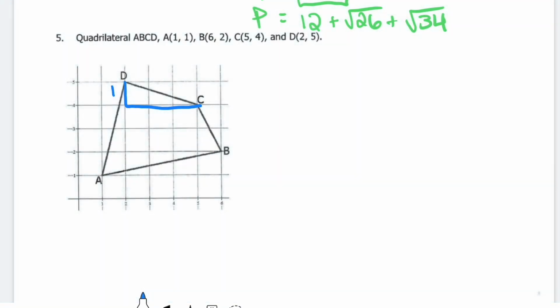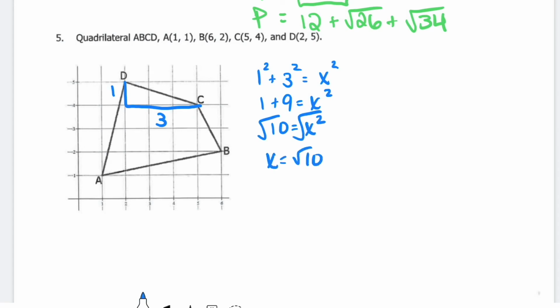So here I have a right triangle with sides 1 and 3, and I'm solving for DC. So I have 1 squared plus 3 squared equals x squared. 1 plus 9 is x squared. So x equals rad 10. And I can't simplify rad 10.